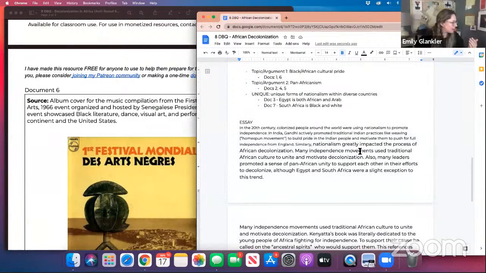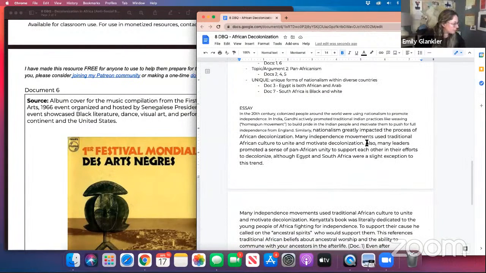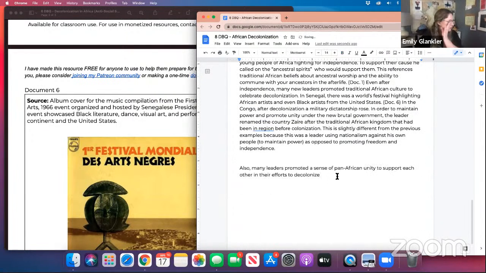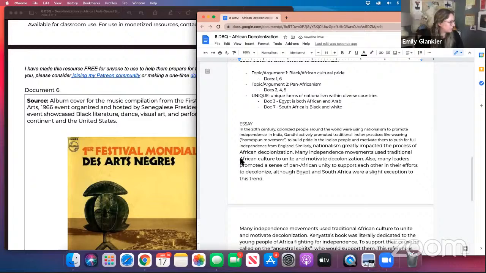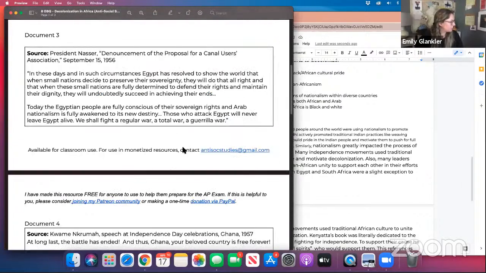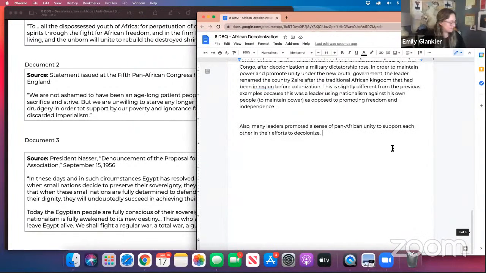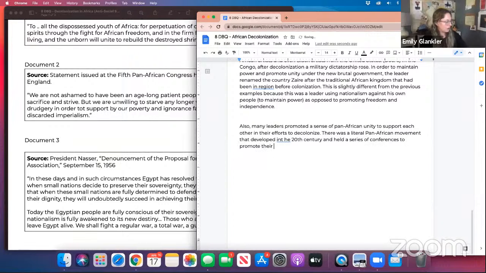So again, my next one was going to be, many leaders promoted a sense of Pan-African unity to support each other. Okay. Because this is where there were some like political speeches and that sort of thing. So promoted a sense of Pan-African unity. Right, I'm talking about 2, 4, and 5. So 2, right, okay. There was a literal Pan-African movement that developed in the 20th century and held a series of conferences to promote their shared goals.